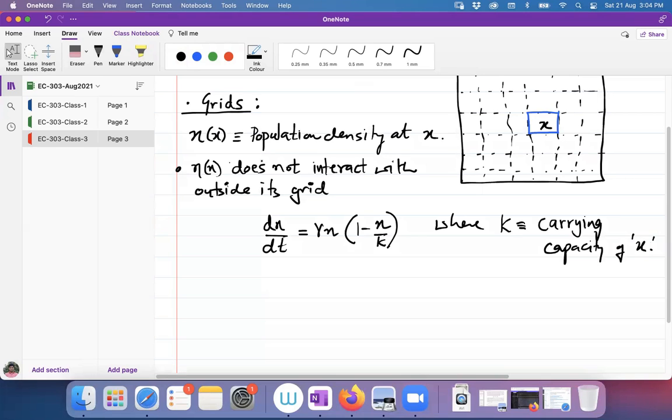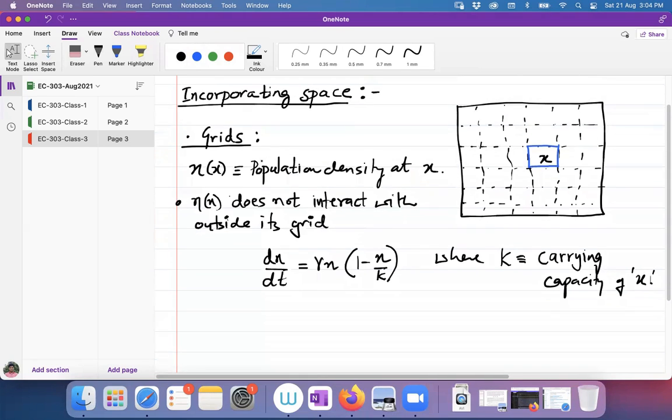Is that fine with everyone? Any doubts on this? Okay, great. So if there was no interaction with the world, we know how to write the equation, and this could be written for any X. X could be anyone in this entire landscape, right? If every grid was an independent grid that did not interact outside its grid, we have an equation like this. Now let us relax that.